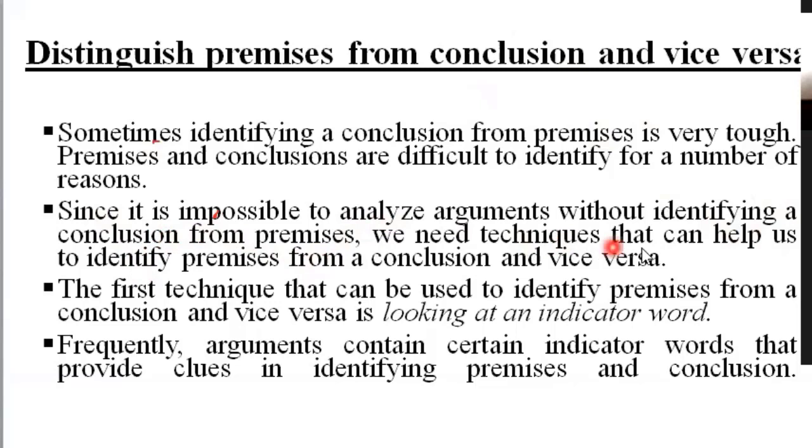Since it is impossible to analyze an argument without identifying the conclusion from the premises, we need techniques that can help us identify the premise from the conclusion and vice versa. The first technique that helps us in distinguishing premises from the conclusion is looking at the indicator words. Frequently, in most cases, an argument contains certain indicator words that provide a clue or a hint in identifying the premises and the conclusion.